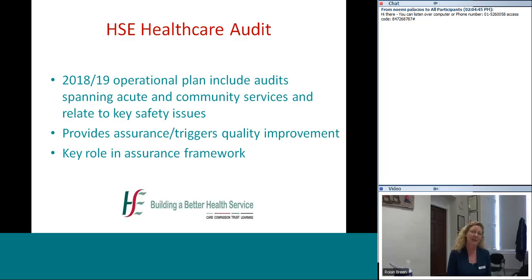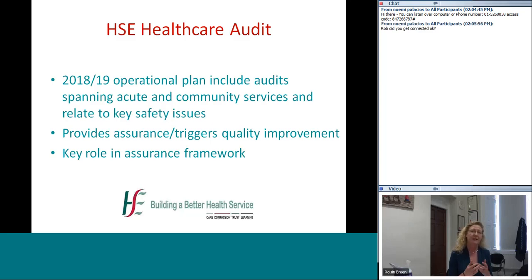Where we can't find evidence of compliance and consequently where we can't provide assurance, these are triggers for quality improvement. They're the drivers for areas that need to improve conformance and compliance so that we can give assurance in the future. So we have a key role in the assurance framework. The HSE Assurance Framework 2015 talks about 4 levels of assurance.